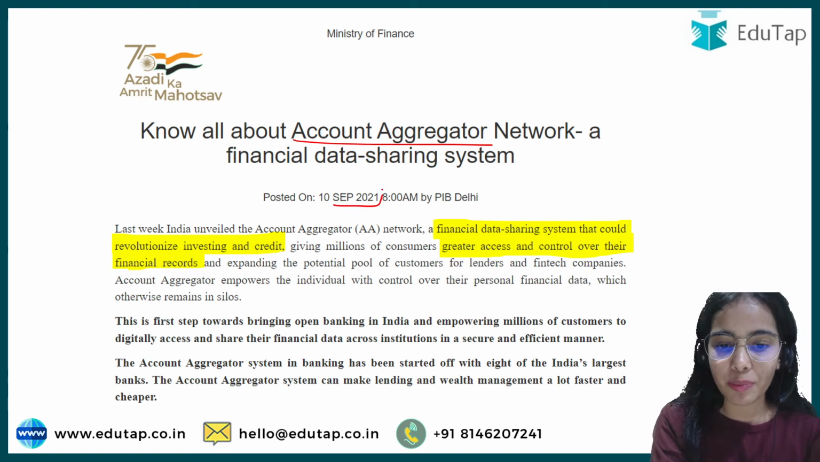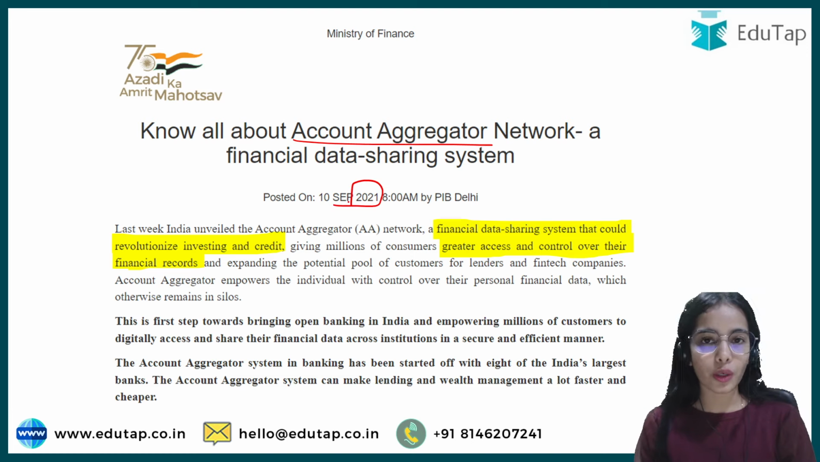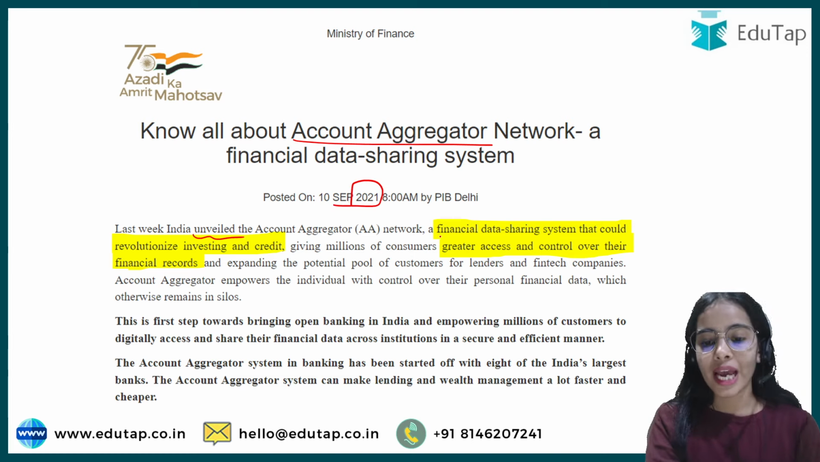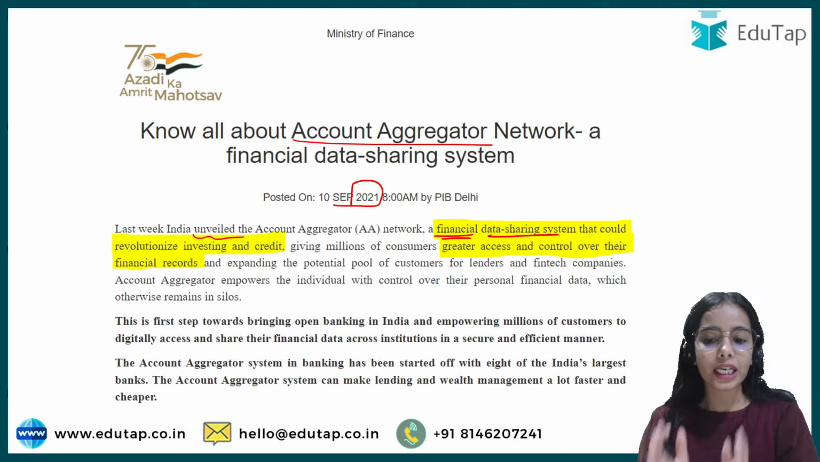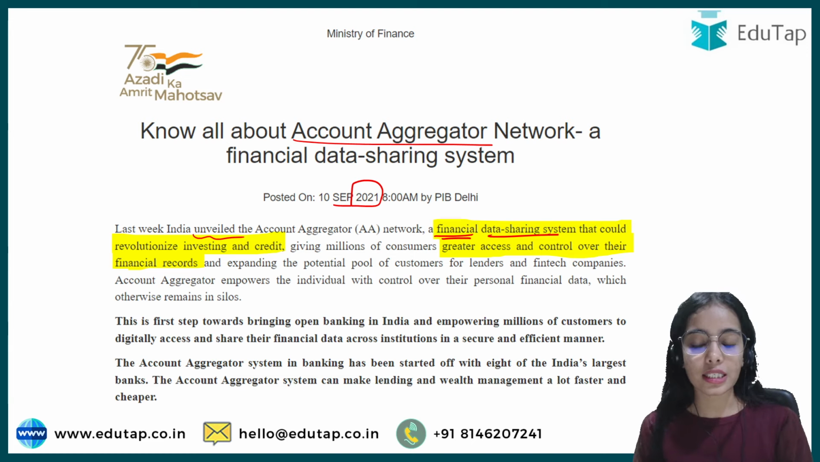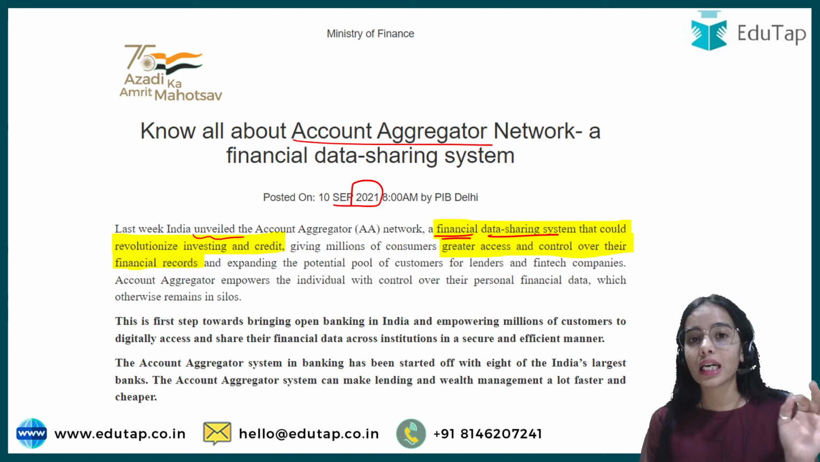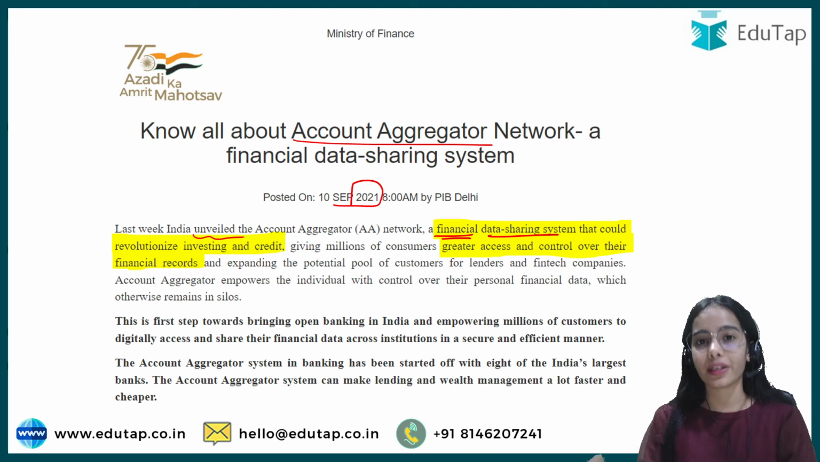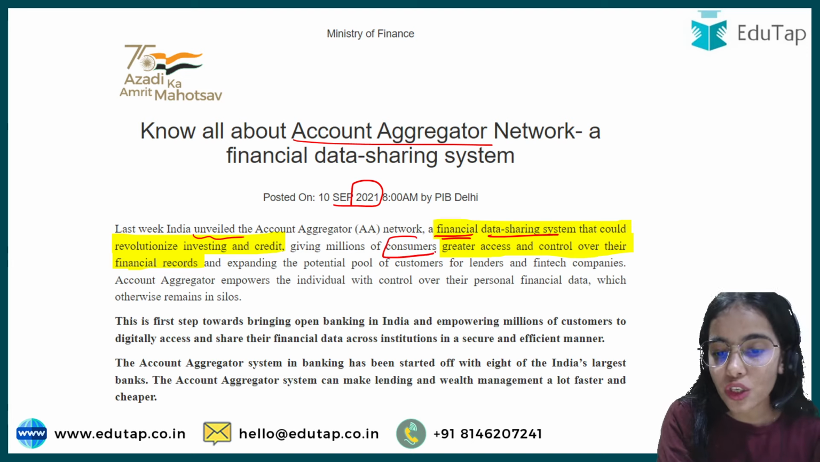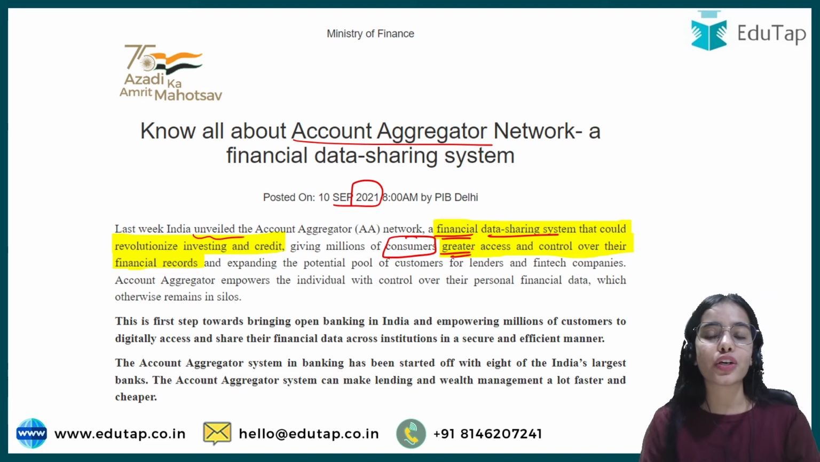So it was in around September 2021 that the account aggregator network was unveiled in India, and this is a financial data sharing system that could revolutionize. It was said at that time that this data sharing system, this account aggregator system, can actually revolutionize investing and credit and can smoothen out the process of investing and credit. Okay, giving millions of consumers greater access and control over their financial records and financial data.